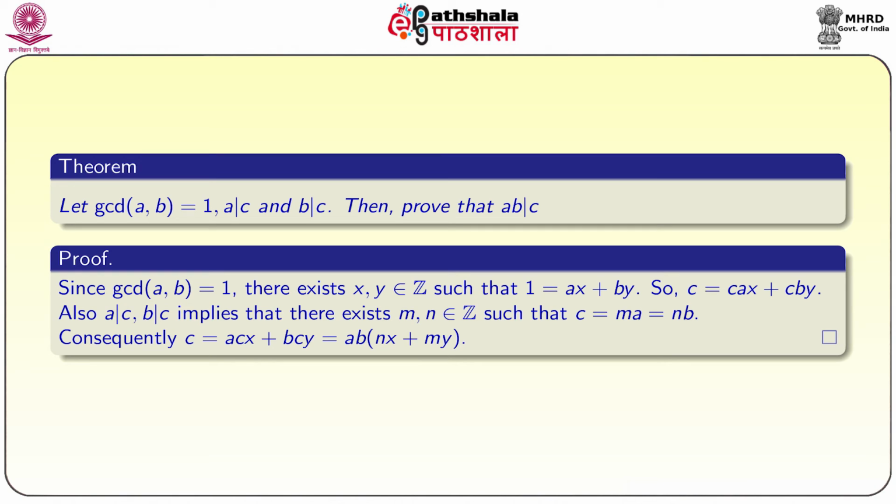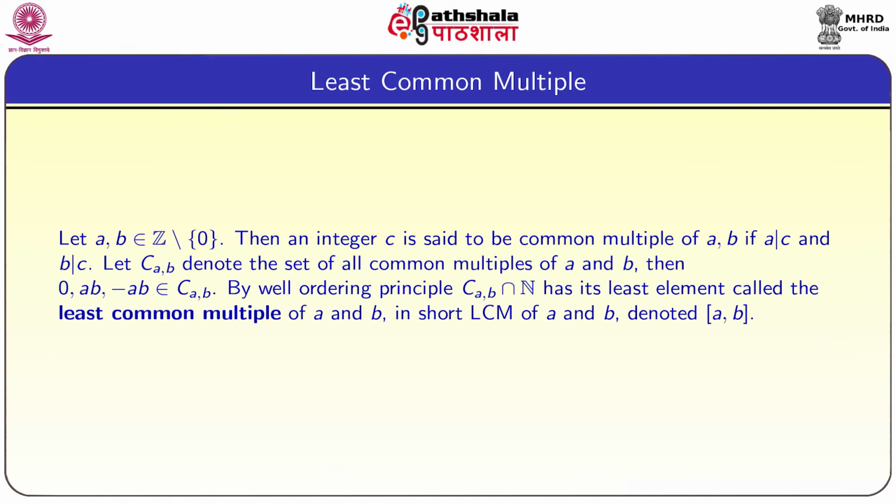Since a divides c and b divides c, there exist integers m and n such that c is equal to ma, which is equal to nb. If you plug in these values in the equation c equal to cax plus cby, then what we get is c equal to ab times (nx plus my). So clearly c is equal to ab into some integer. So ab divides c.